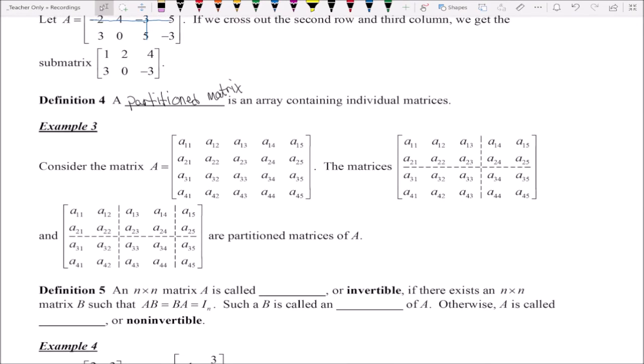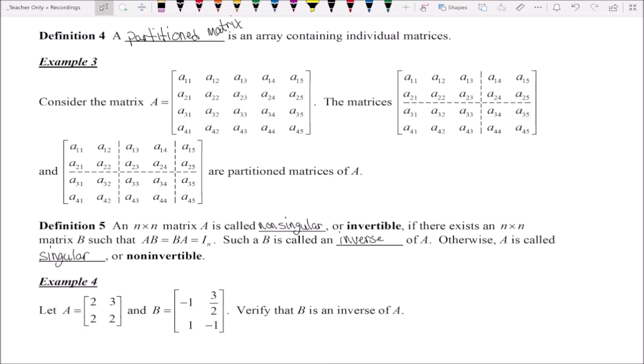An n by n matrix A is called nonsingular or invertible if there exists an n by n matrix B such that A times B equals B times A equals I_n. Such a B is called an inverse of A. If no such matrix B exists, we say that A is singular or non-invertible.